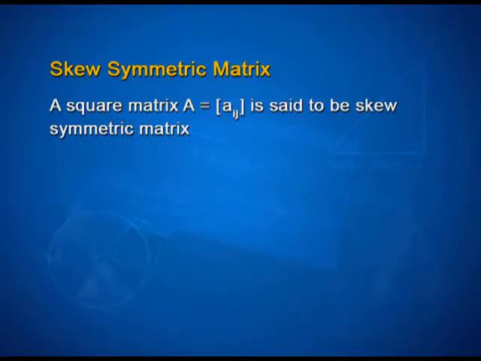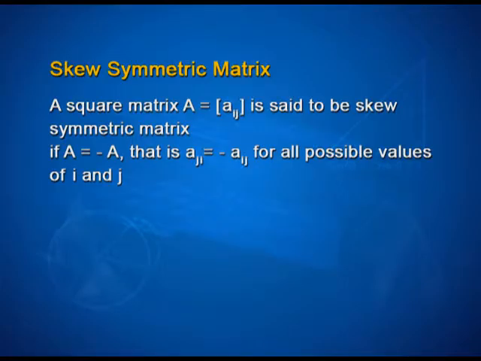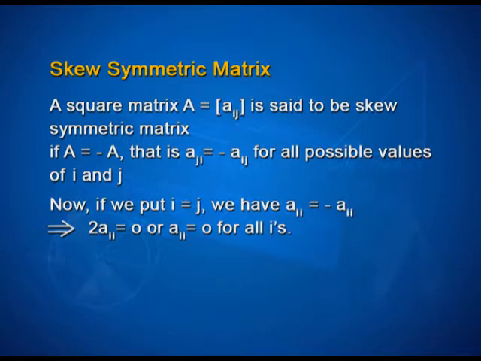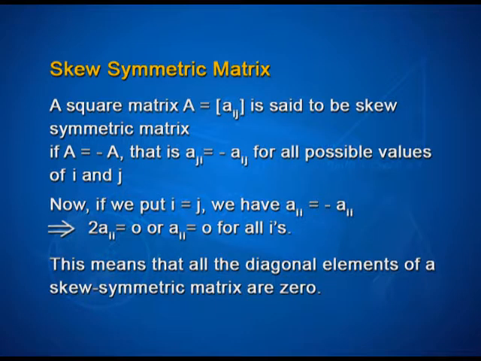What is a skew symmetric matrix? A square matrix A having elements a_ij is said to be a skew symmetric matrix if transpose of A is equal to minus A, that is, a_ji is equal to minus a_ij for all possible values of i and j. Now, if we put i equal to j, we have a_ii is equal to minus a_ii. That implies 2 a_ii is equal to 0, or a_ii is equal to 0 for all i. This means that all the diagonal elements of a skew symmetric matrix are 0.